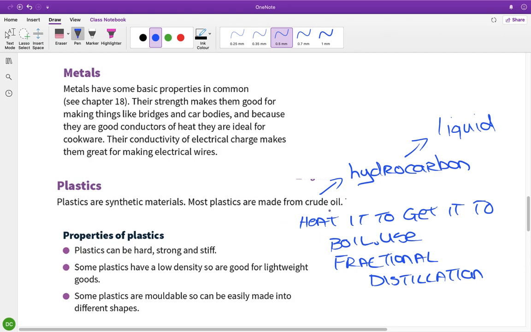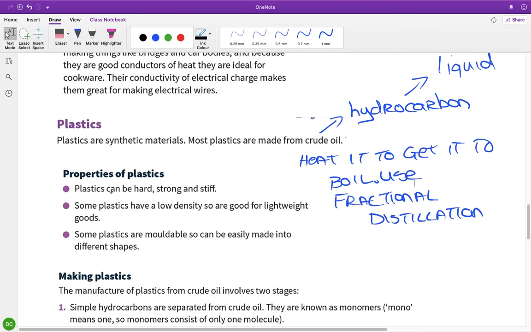So crude oil by itself contains hydrocarbons, but it's pretty useless. So they heat it up and get it to boil. That causes the hydrocarbons to turn into a liquid, and they use a process called fractional distillation to separate it. You would have done some distillation last year when you did separation techniques, so you might want to go back and have a look at that, just to remind you if you've totally forgotten what distillation is.